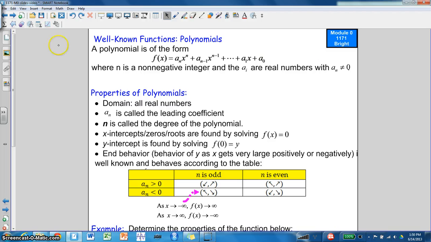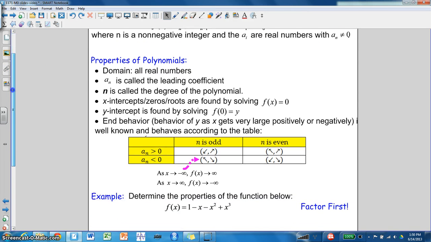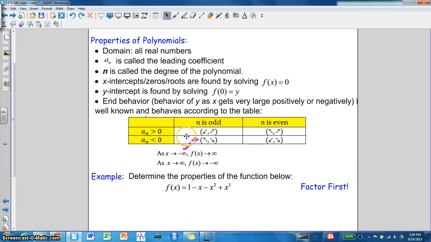And then end behavior, this might be a little bit of review, a little bit foreign. So again, if this is our leading term here, if our leading coefficient is positive and our degree is odd, that means as we go to the left it's going to decrease, and as we go to the right it's going to increase.